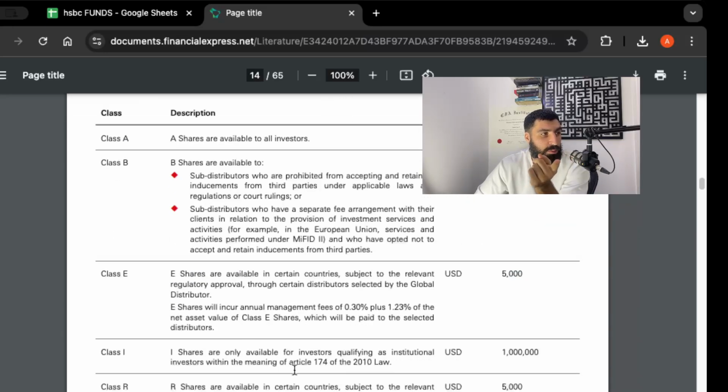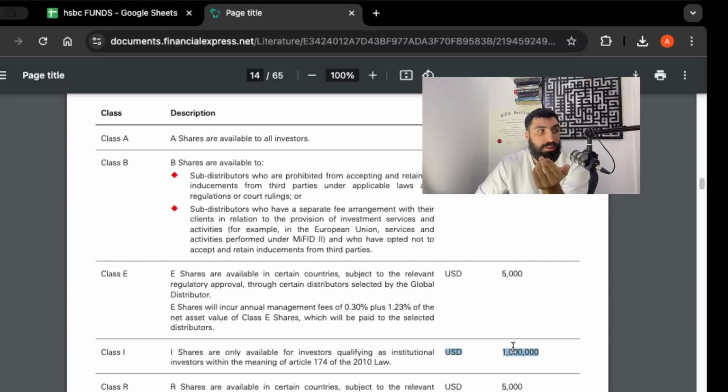The I shares are only available for institutions qualifying as institutional, within the meaning of Article 174 of the 2010 law, which seems to be a European law. Anyway, the minimum investment amount is $1 million into the IC fund. However, in reality, you don't actually need $1 million because it seems the platform needs to have a minimum of $1 million invested and not the individual investor, which is why some platforms can offer it out and seemingly other platforms can't. Or maybe they haven't clocked on that they can add it, because in theory, if AJ Bell has $1 million invested into this fund, Hargreaves Lansdown should also have $1 million, because I believe Hargreaves Lansdown is larger. But anyway, that's the difference.